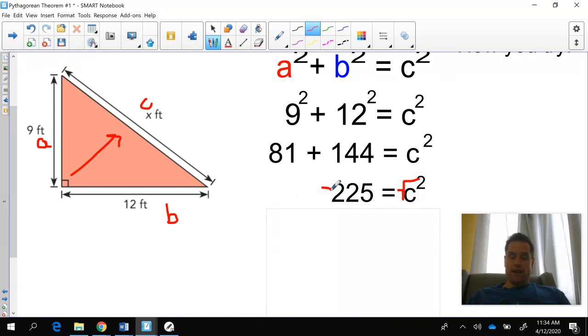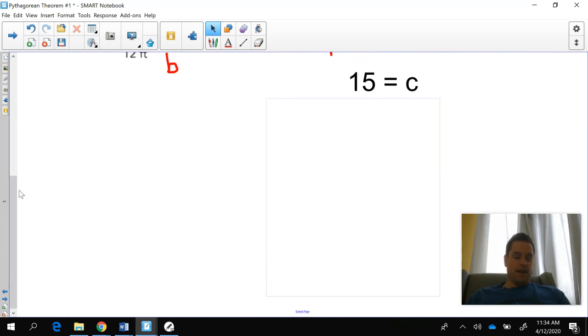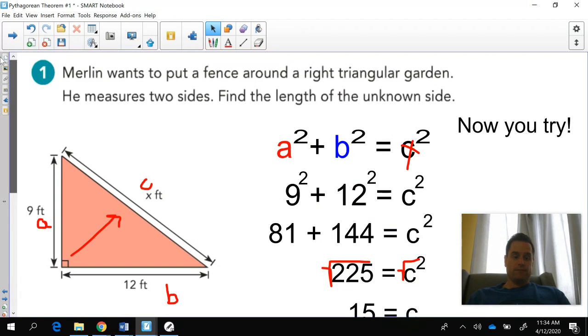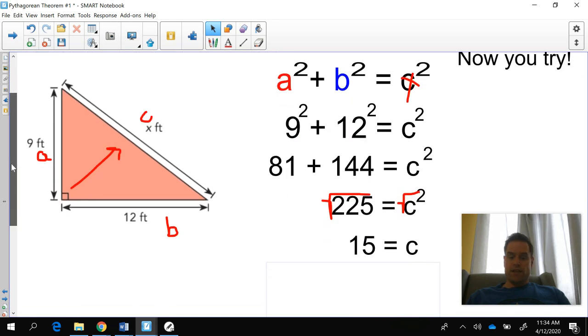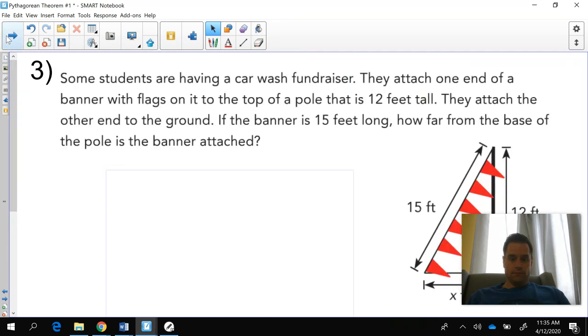And then we're just going to take the square root to get rid of that square. We don't want to know what C squared is. We want to know what this value is. And by the way, if you want to plug this in as X, that's perfectly fine. It says X here. You can do that. And the answer is 15. The answer is going to be 15 feet, based on the problem of Merlin wanting to put a fence around a right rectangular garden. And very simply, again, I'll leave this up here. You just plug in the numbers, plug in the formula, and you got it.